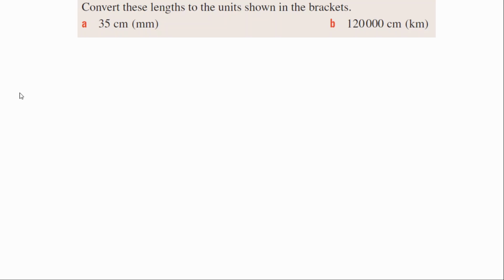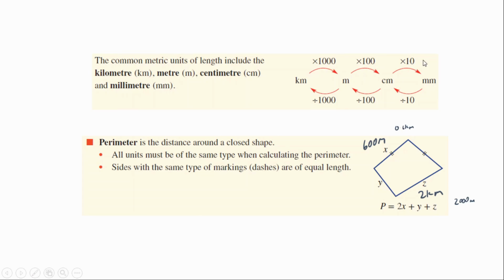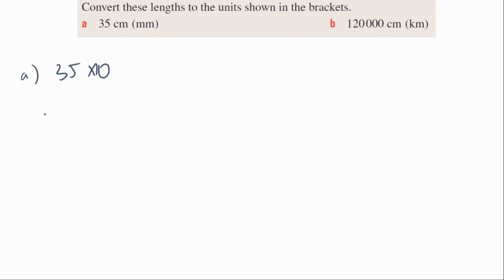Alright, so this first one is exactly the same as before. 35 centimeters to millimeters. We'll just multiply by 10. Just remember, refer to that flow chart. Centimeters to millimeters is just multiplying by 10. So that will give me 350 millimeters. Give yourself a tick if you got that one correct.